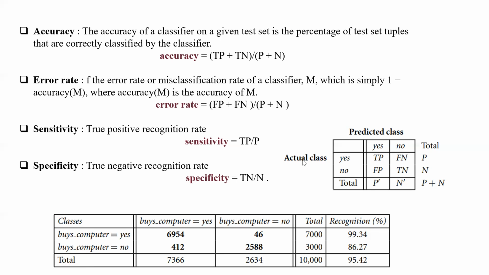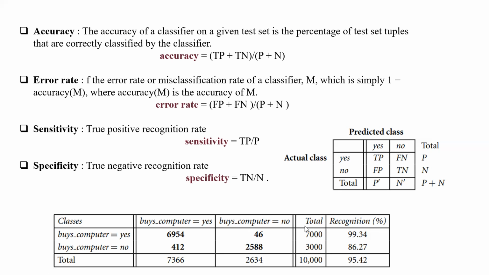Here, as we already built a classifier for whether the student can buy a computer or not, the same example will be taken here. The true conditions will always be higher than the false conditions. Here 6954 is a true positive value, and 46 is a false negative value. 2588 will also be a true condition, but it is a true negative. These have the highest values compared to the false conditions.